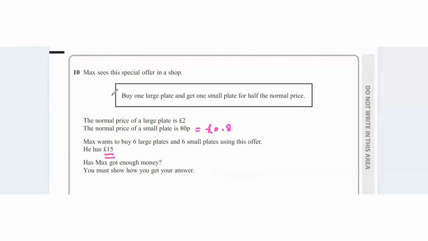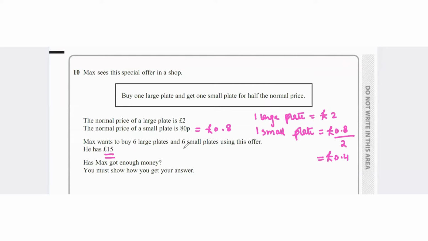Show your working. So we know if we buy 1 large plate, we get 1 small plate for half the normal price. So for 1 large plate, I'm paying £2. For 1 small plate, based on if I buy the large plate, I will pay half the price. So that's going to be 0.8 divided by 2, and that's 0.4 pounds. So if I'm buying the large plate for £2, I am buying the small plate for 0.4 pounds.